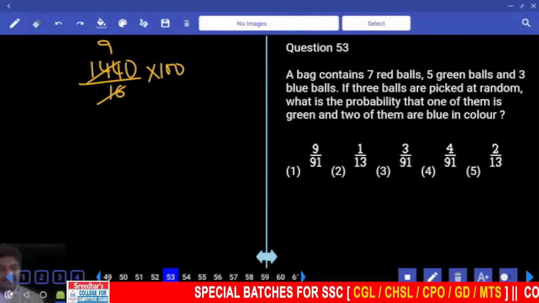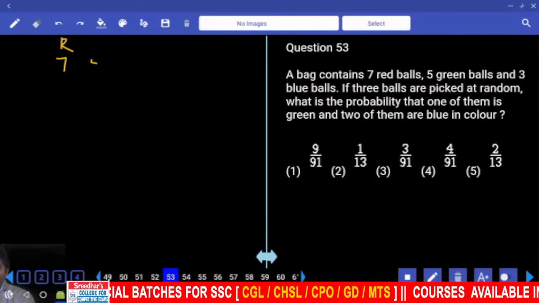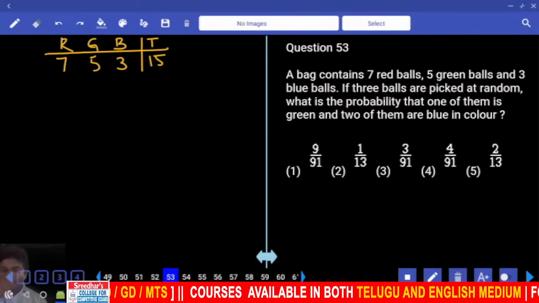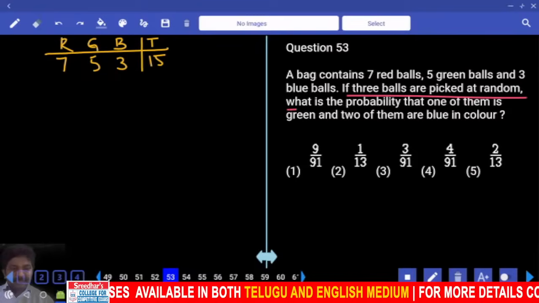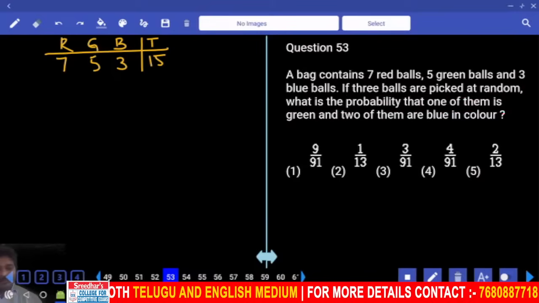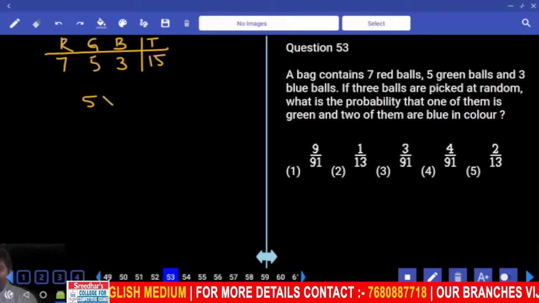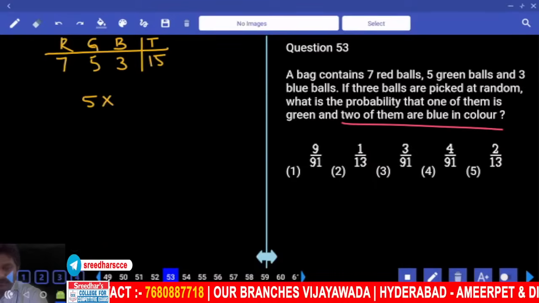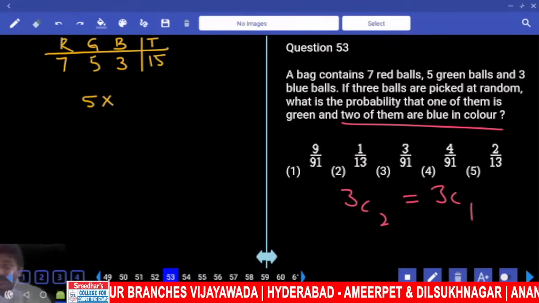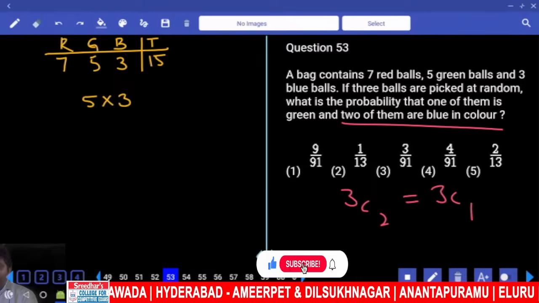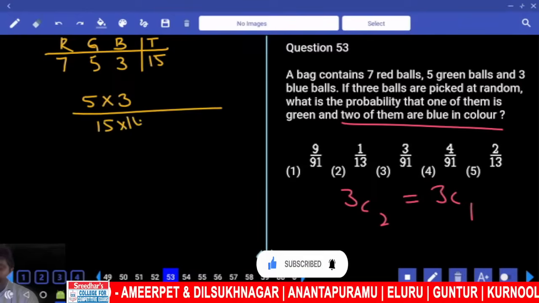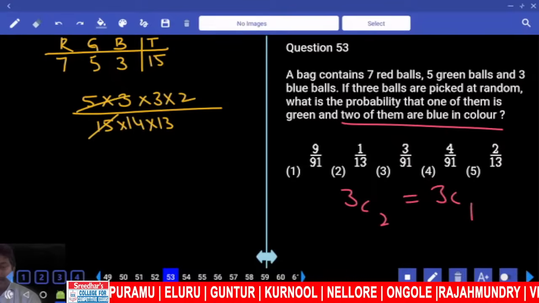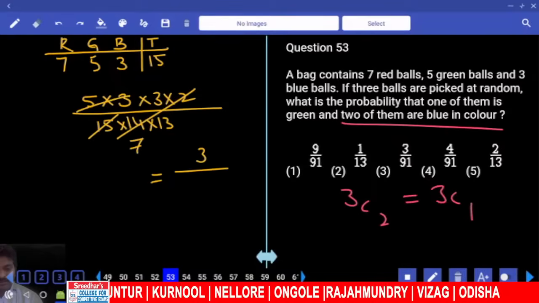A bag contains 7 red, 5 green, 3 blue. Total 15. If 3 balls are picked at random, 15C3. What is the probability that one of them is green and 2 of them are blue? 1 green we need, 5C1, and 2 must be blue. How many blue we have? 3. And we need to pick 2, right? Which is 3C2, and which is same as 3C1 also. 3C1, let me write 3, divided by 15C3. 15, 14, 13, divided by 3 factorial comes to numerator. 3 into 2. 15, 15 cancel. 2, 7 times. 3 by, there is only one option.